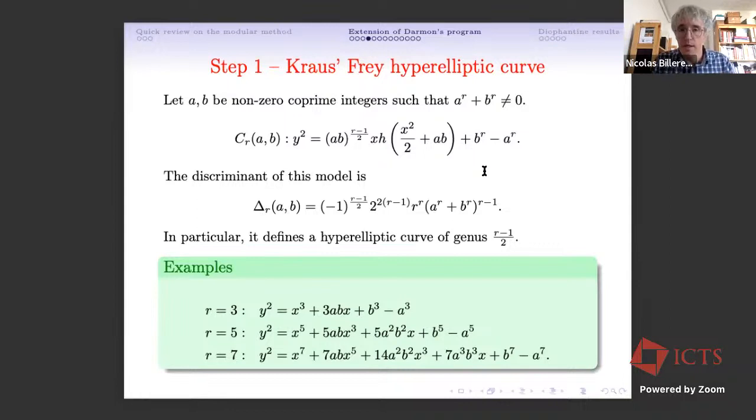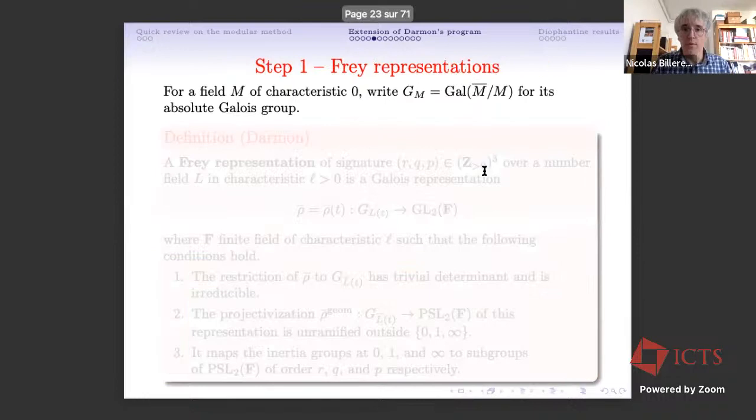So that will be the goal in this first step: to construct a two-dimensional representation attached to this hyperelliptic curve or Jacobian. And for that, we will use some ideas from Darmon's program. So I will make a short break, forget about my hyperelliptic curve, and go to Darmon's program and recall some definitions and important results. The first notion, which is very important in Darmon's program, is the notion of Frey representations.